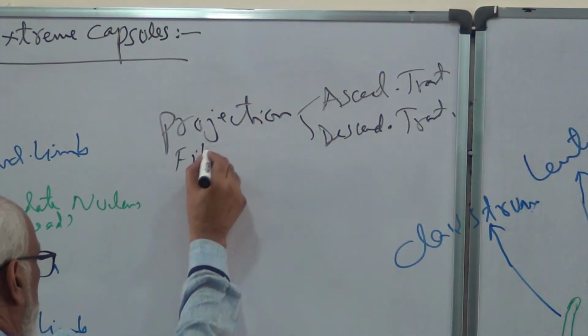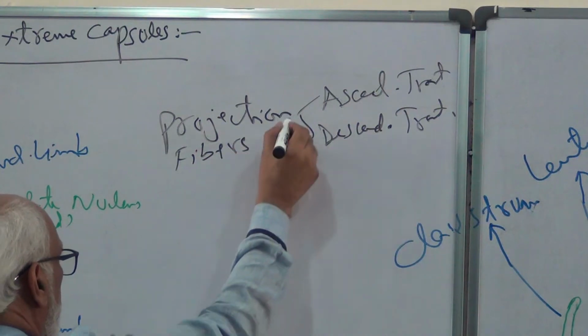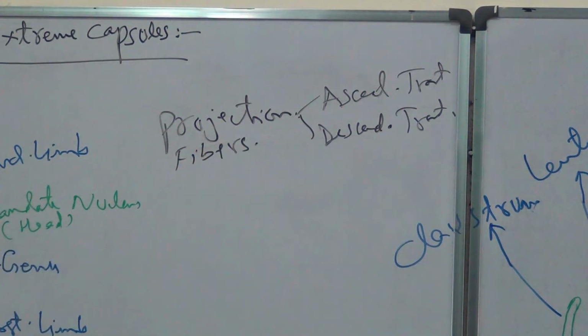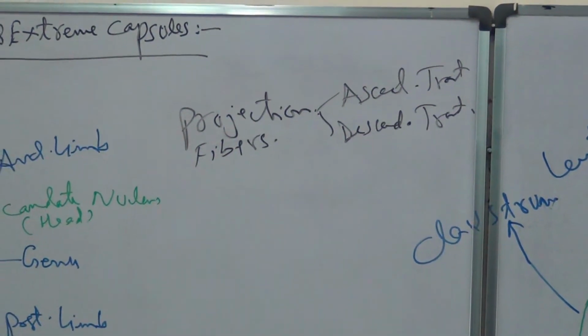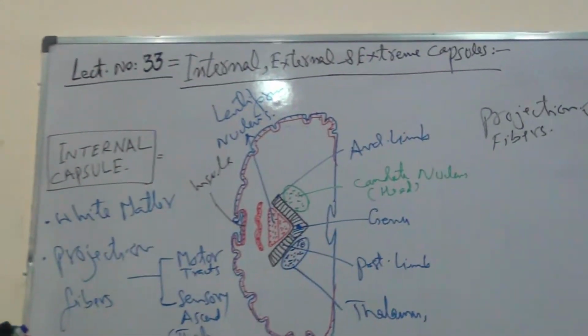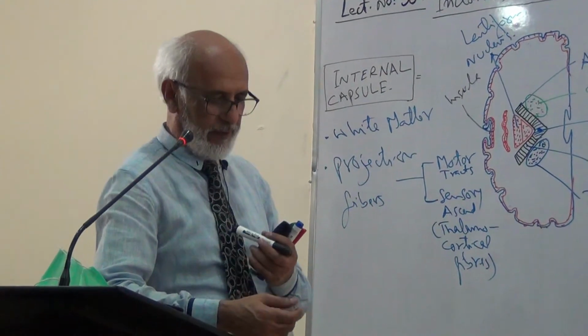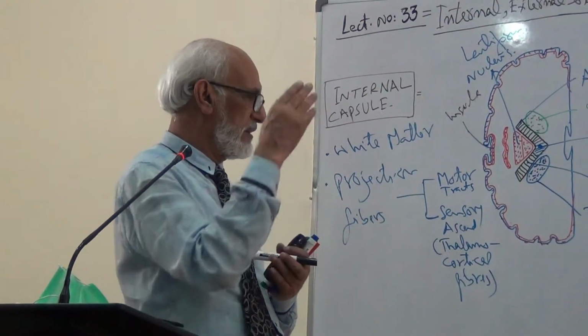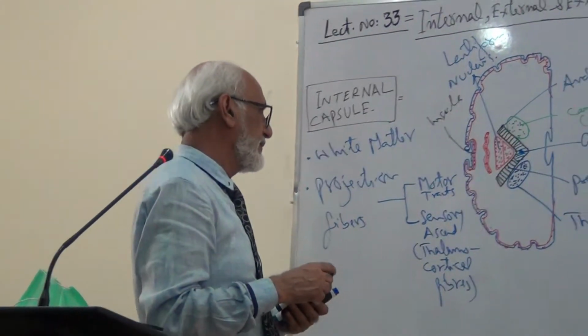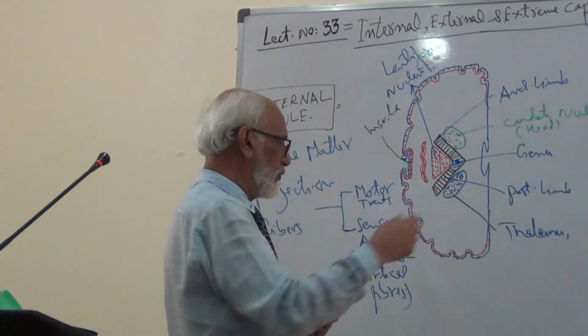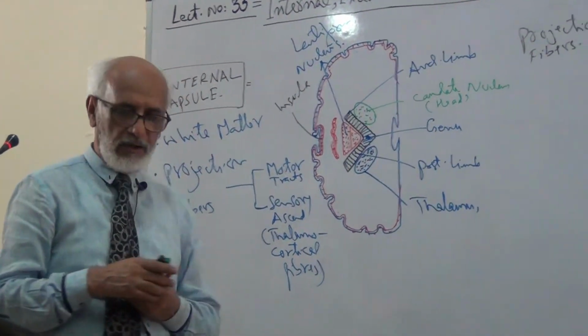Pass through the internal capsule. So as I told you, the nerve fibers are arcuate fibers, association fibers, and projection fibers. So the internal capsule is only comprising of projection fibers. The ascending are sensory tracts and the descending are motor tracts. They pass through the different portions of the internal capsule.